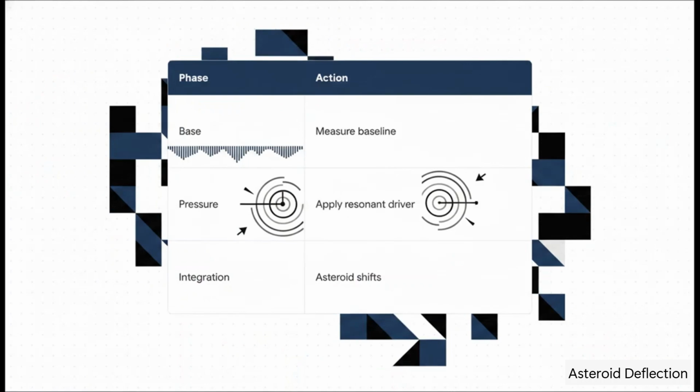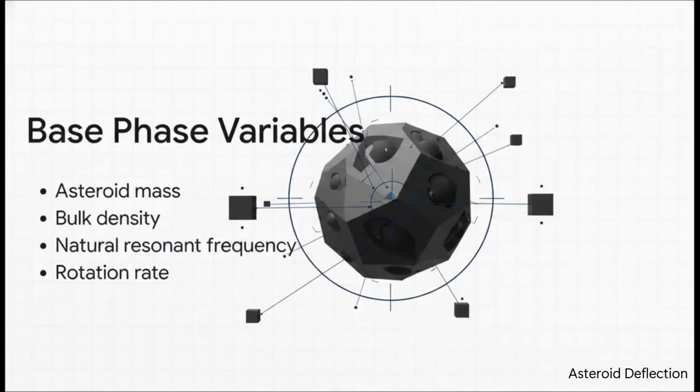To see how this actually plays out, we've got to look at the step-by-step framework. And don't worry, there's no sci-fi magic here. It's just solid structural dynamics applied to a space rock. The THD model breaks everything down into 3 strict phases: base, pressure, and integration. So phase 1 is the base phase. During this phase, the asteroid is just doing its normal thing: stable orbit, stable spin. Our only job here is to watch and measure.